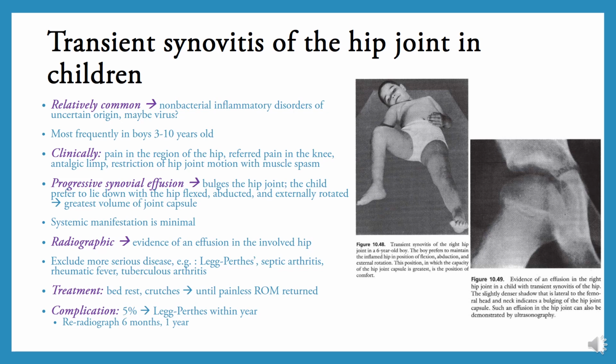Radiographically, there is evidence of an effusion in the involved hip. We should also exclude more serious diseases such as Perthes disease, septic arthritis, rheumatic fever, and tuberculous arthritis. Treatment is bed rest and crutches. The complication, in 5% of patients, is Perthes disease within a year.